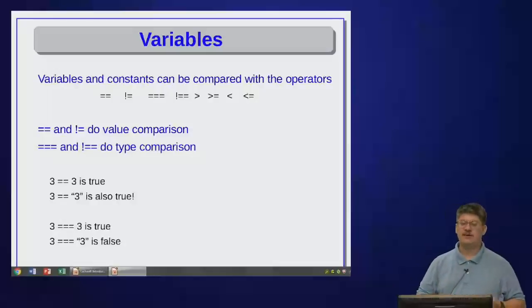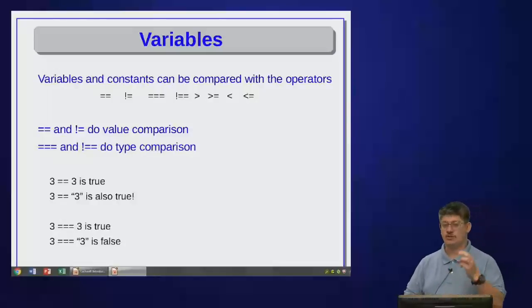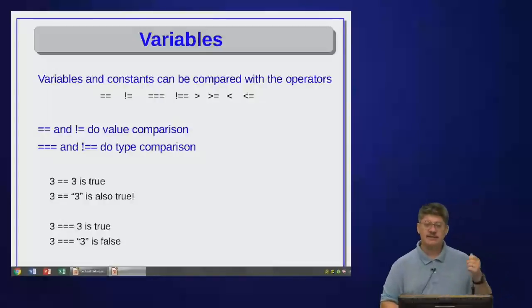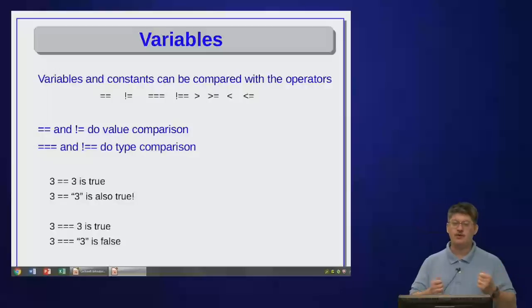However, if I use equal, equal, equal, three equal signs, while the number 3 is still the same as the number 3, the number 3 is not the same as the string 3. So we say equal, equal, and bang equal do value comparison, but three equal signs and bang equal, equal, they do value and type comparison. So if the types aren't the same, it's not equal.